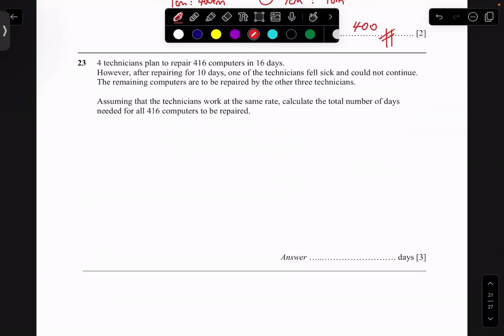Question 23. Four technicians plan to repair 416 computers in 16 days. However, after repairing for 10 days, one of the technicians falls sick and cannot continue. The remaining computers are to be repaired by the other 3 technicians. Assuming that they all work at the same rate, calculate the total number of days needed for all 416 computers to be repaired. So 4 technicians can complete 416 computers in 16 days. So there are 3 variables.